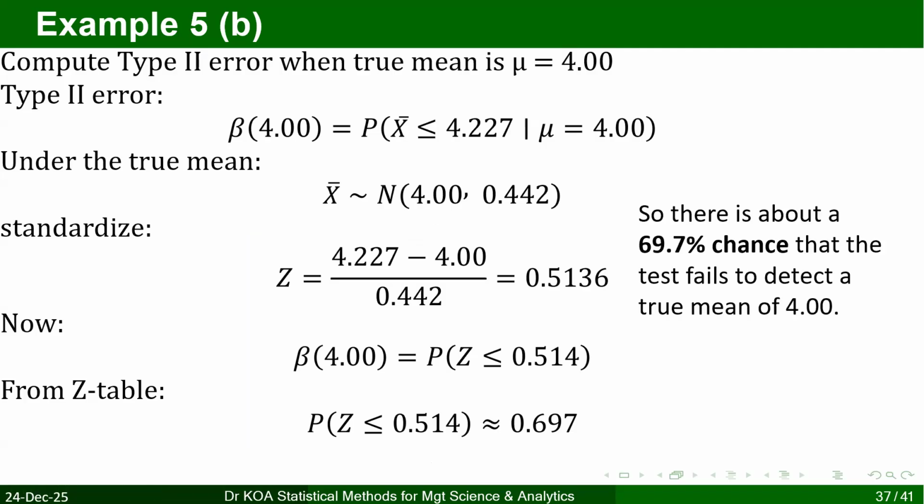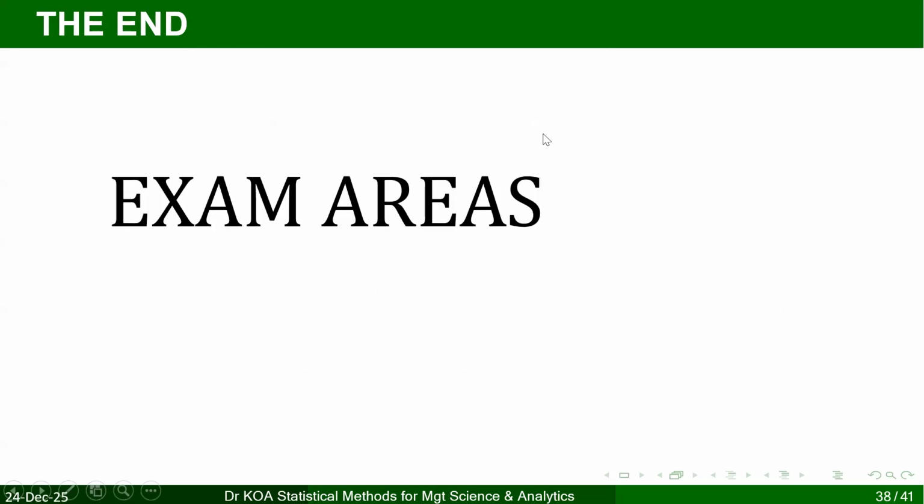So there is a doubt. There's almost a 70% chance that the test fails to detect a true mean of 4. That failure to detect a true mean of 4 is the type 2 probability, the probability of committing a type 2 error. That is what happens if you accept a false null hypothesis. So that is how you handle these calculations.